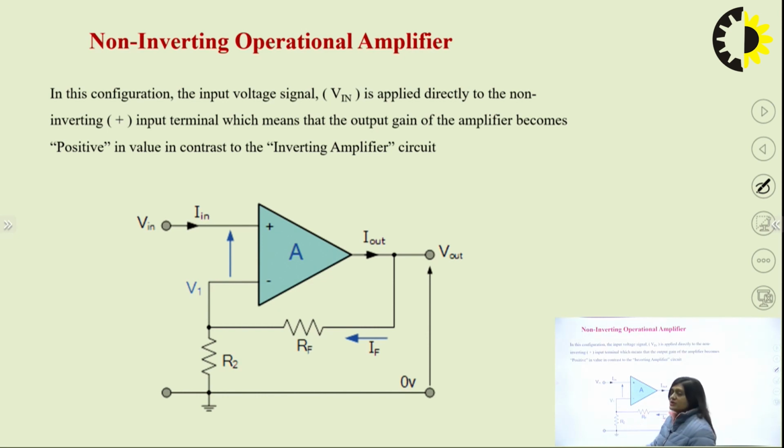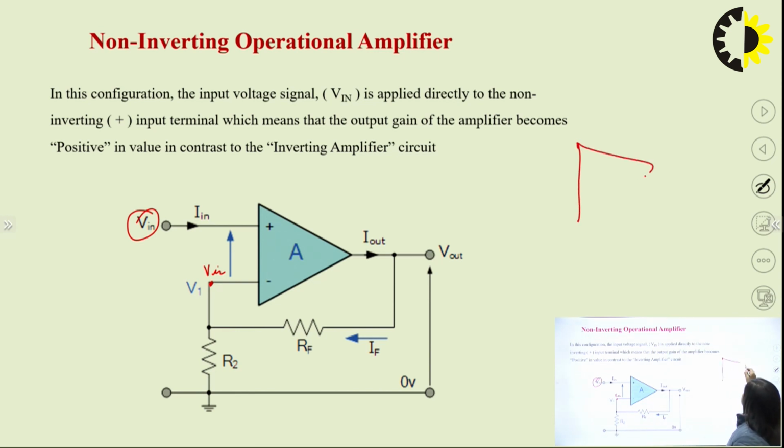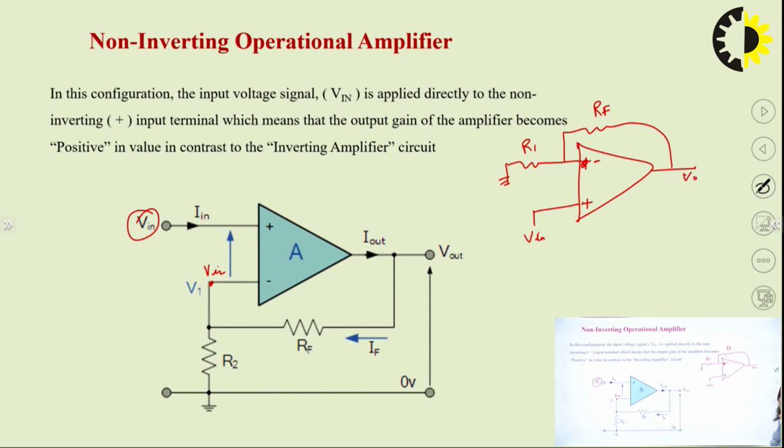Now due to the virtual ground, the value at this point would be VIN. By applying KCL and KVL here, we can find the output voltage. Here we applied the VIN, and this is the circuit. This is the RF and this is the R1, and here it is grounded. This is the V0. So this is basically your non-inverting amplifier. The simple form of this circuit is in this way.